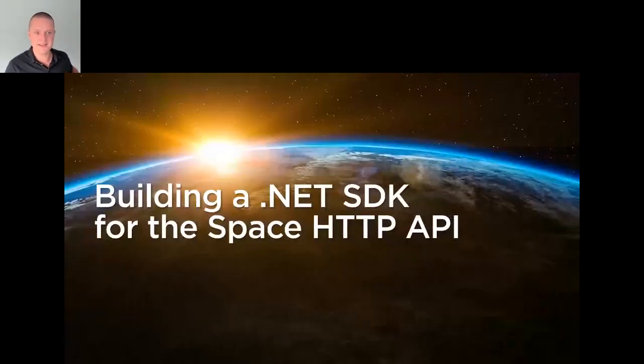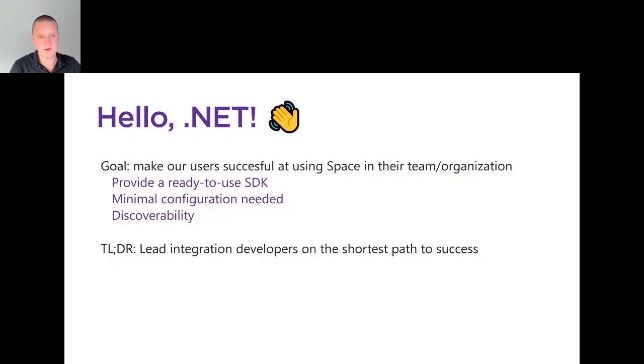Let's talk about building an SDK. You've seen by now that the HTTP API surface is massive. And we wanted to make it easy for .NET developers to start working with Space and build their own integrations with Space. So the idea was to provide a ready-to-use SDK that requires minimal configuration and makes a lot of things as discoverable as possible. For example, if you install the NuGet package for this SDK, it should be very straightforward for you to send a message to a chat channel. The ultimate goal of the SDK would be leading you into the shortest path to success.